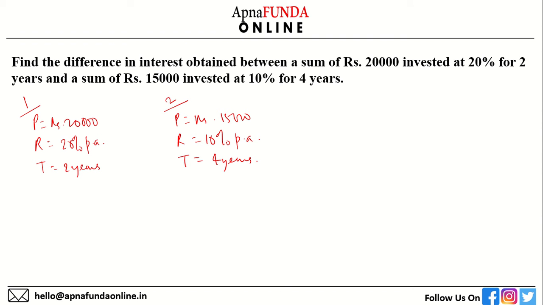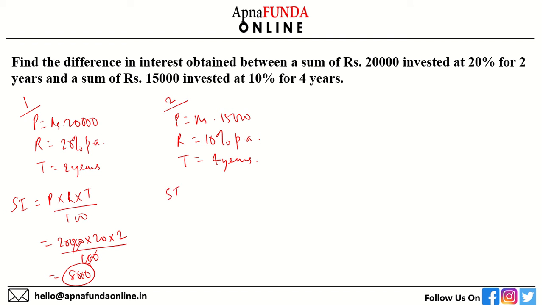Okay, so let's calculate simple interest in both the cases. So over here, simple interest, which is principal into rate into time divided by 100, will be equal to 20,000 into 20 into 2 divided by 100. Let's solve this. This will be 8,000. Correct. So this is the first part.